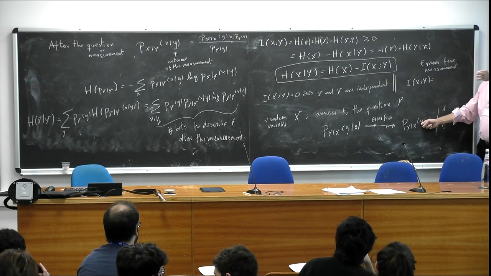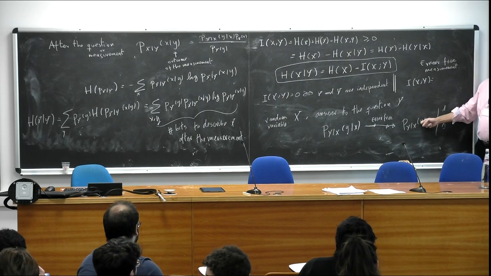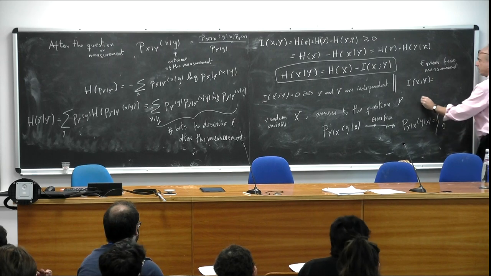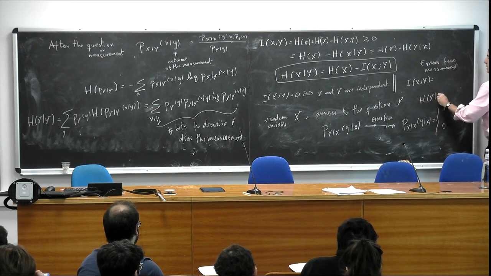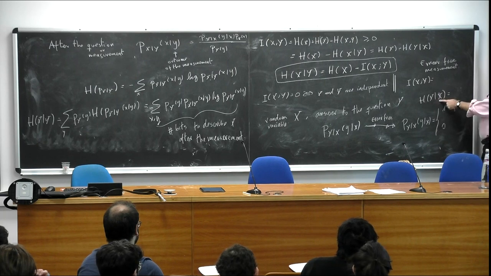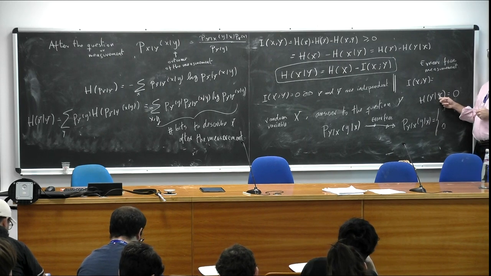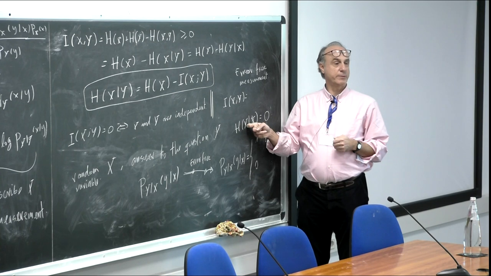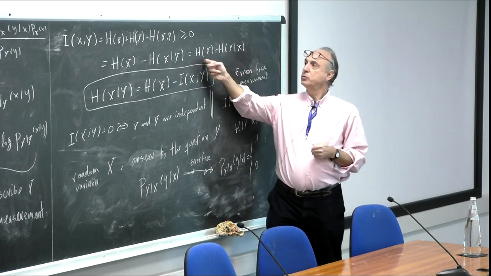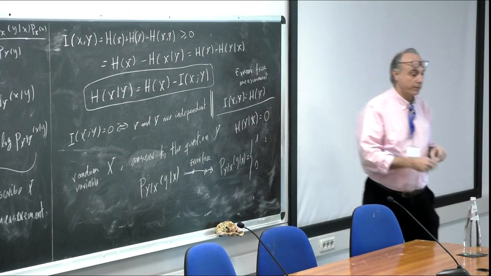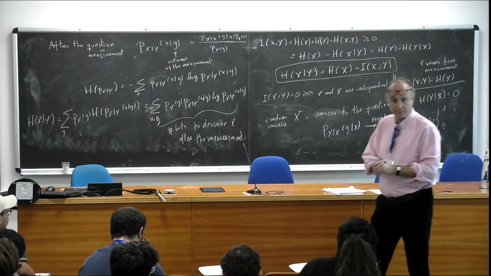Y is a property. If X is a number, Y could be: is it an odd number, or is it an even number, or is my number bigger than 100, or whatever. And then when there is no error in the measurement, this is 1 and 0. So this means that the conditional uncertainty of Y, if I know X, if I know the state of the system, I know the answer. So this is 0. There is no uncertainty in error-free measurements. The state of my system determines the answer or the outcome of the measurement. So in error-free measurement, you see that the mutual information is just the uncertainty, or the entropy, of the answer or the outcome.